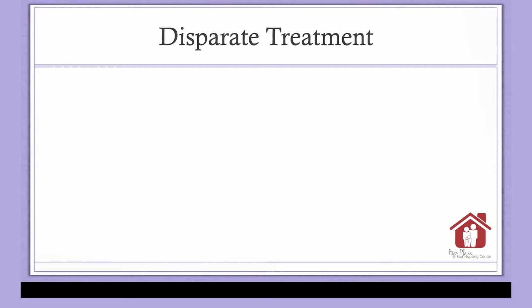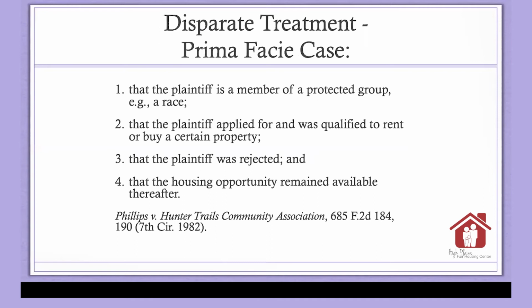So let's dive into some examples of disparate treatment and how to articulate that type of claim. A prima facie case might be articulated as follows: number one, that the plaintiff is a member of a protected group, like based on race, we all have a race. Number two, the plaintiff applied for and was qualified to rent or buy a certain property. Number three, that the plaintiff was rejected.